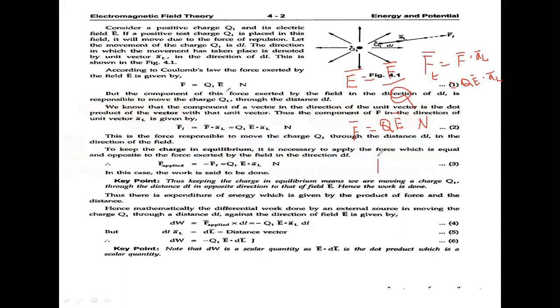Okay, now that force on the first test charge is Q into E bar dot dL bar. Now the applied force is opposite to the electric field direction. Means the charge Q1 is already there, and now I am taking a test charge Qt that is moved in the opposite direction to the electric field intensity E bar. The applied force is in the opposite direction.